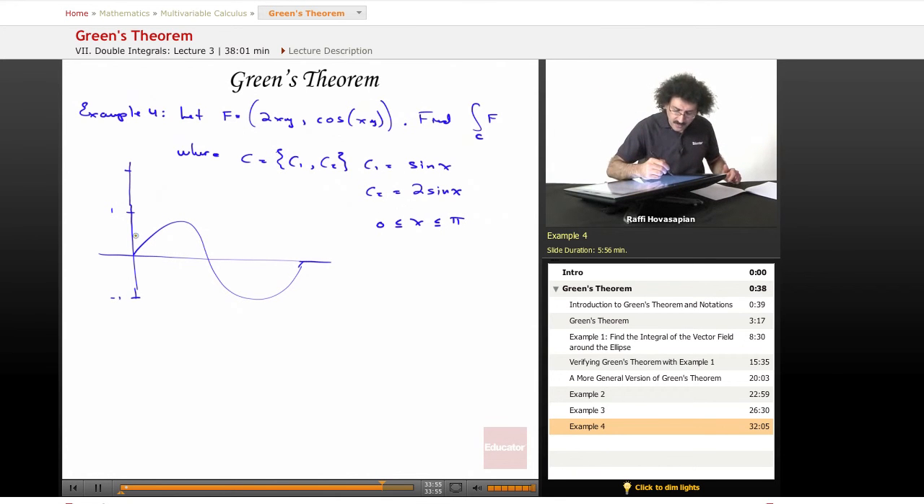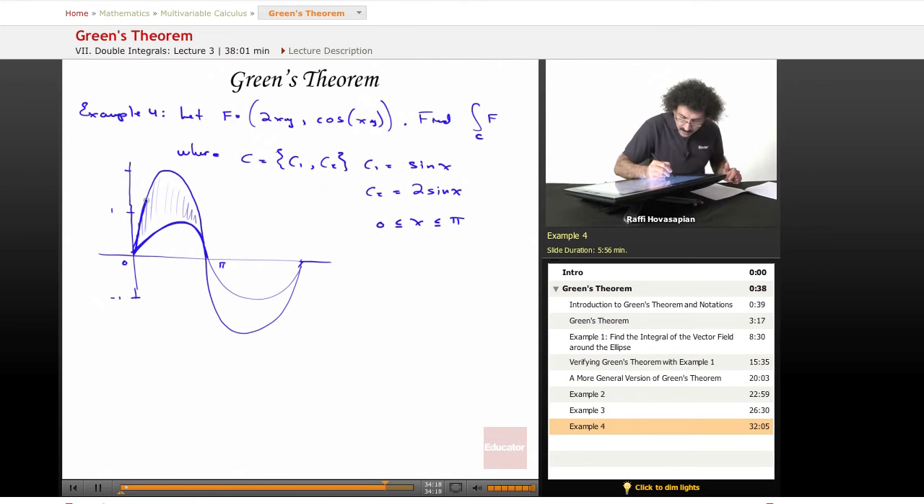We're going to have the same period. So basically, I have sine x, it's going to be this one, and 2 sine x is going to be something like this. And we want to go from 0 to pi. So this is from 0 to pi. So this is the region right here. So this is one curve. This is the other curve.